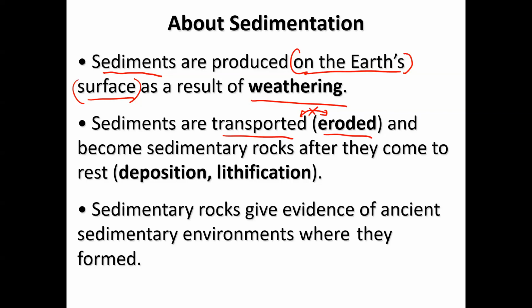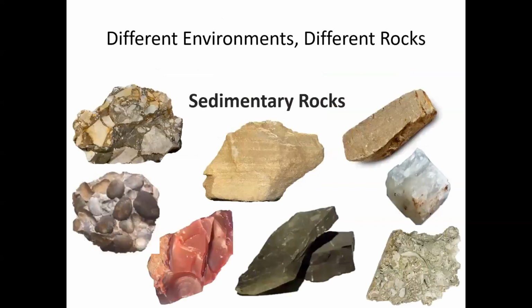But the rocks, once you weather the sediments, you turn a rock into individual bits and pieces. You start to move it away from where it starts. That's called eroding. And then you move those sediments through different places, transporting them. And then eventually they come to rest, deposition. And over time, they can get stuck together or lithified in a process of lithification to create a new sedimentary rock. So we'll see that sedimentary rocks, as I said, give evidence of ancient sedimentary environments where they formed. And we'll see that different environments produce different rocks.